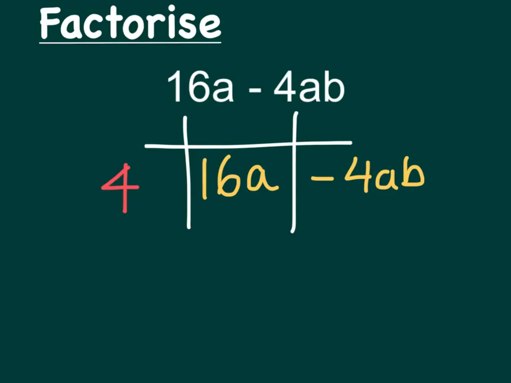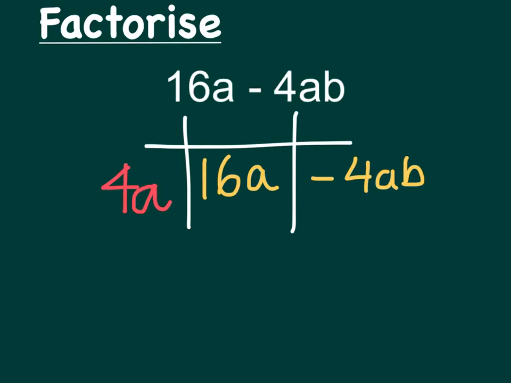Now let's have a look at the letters. Over here we've got a, and we've also got an a in this term. So a is a factor of both, so we can bring that outside. I'm going to bring an a over there. Although b is a factor of this term, there are no b's here, so you can't bring the b's outside. Whatever you're bringing on the outside has to be a factor of both the terms.